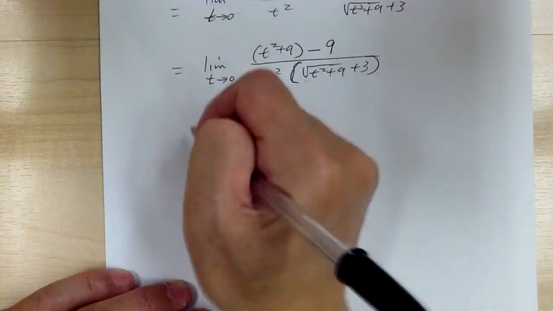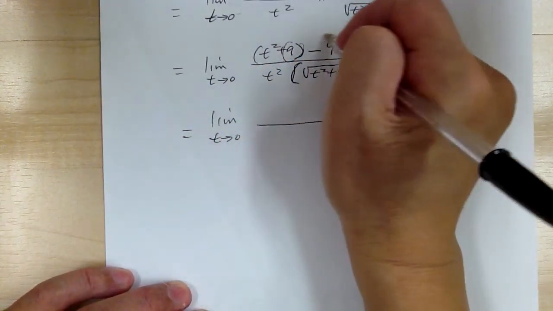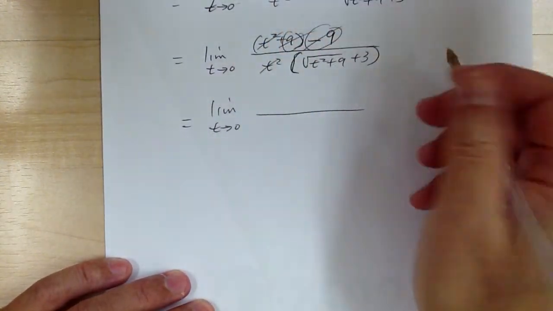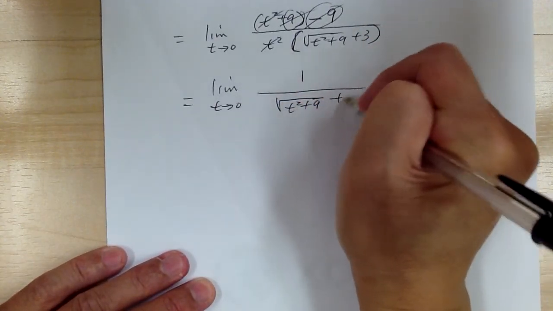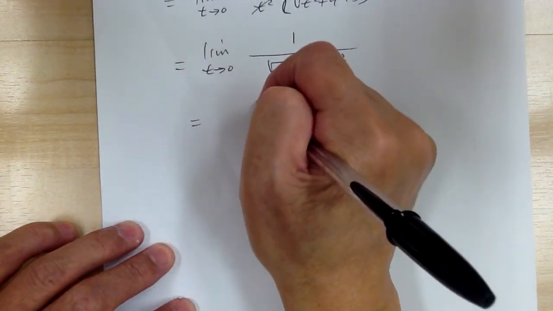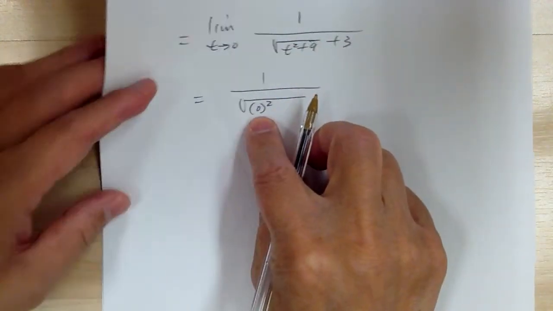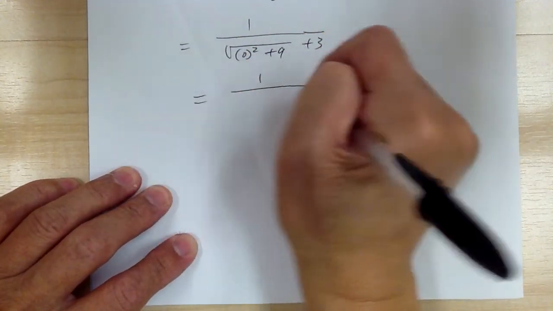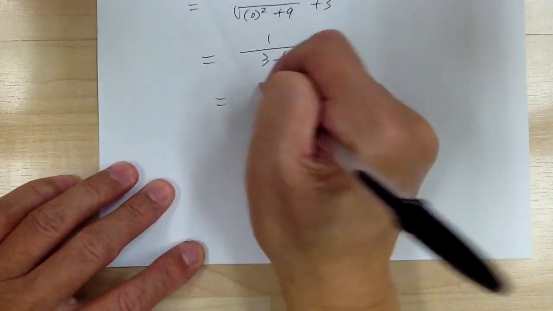Okay, and so from here, this and this cancel out, right? And t squared cancels out. So you end up with 1 over square root of t squared plus 9 plus 3. So now you can evaluate. Now you can put a 0 in there. So this is equal to 1 over, again, make sure you show your steps, right? So put in parentheses when you substitute. So this is going to give you square root of 9, which gives you 3. So this is equal to 1 over 6.